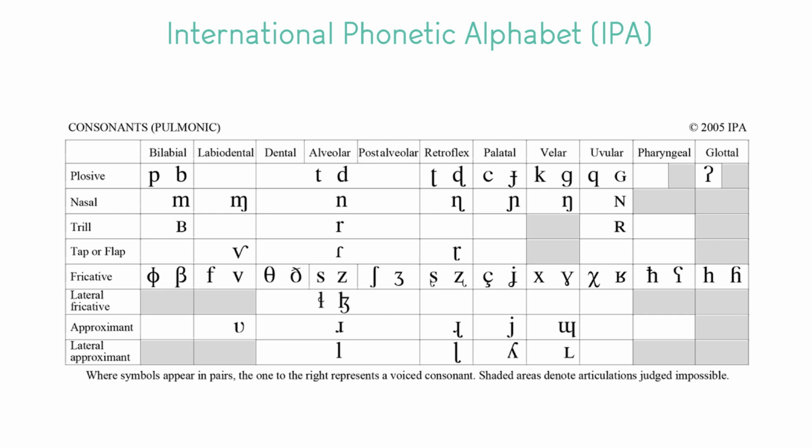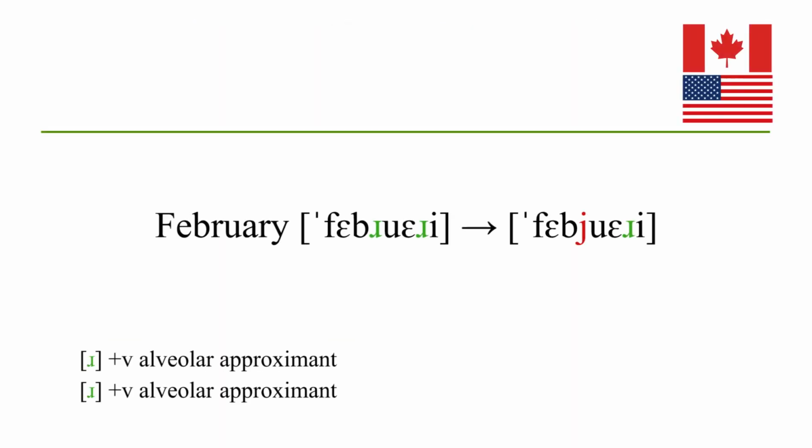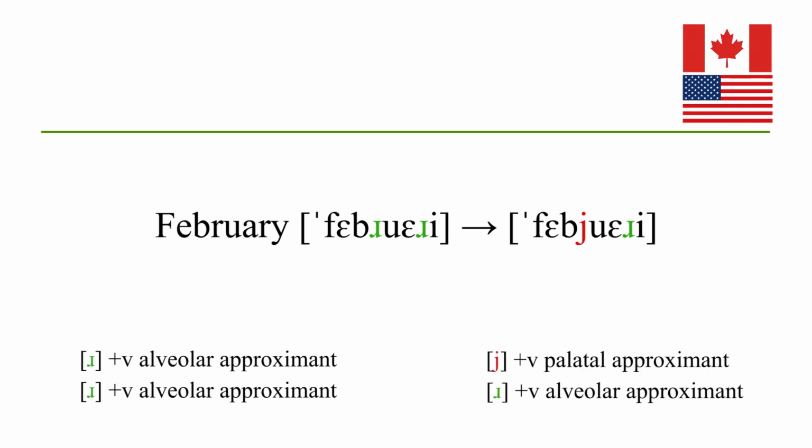You see both are voiced alveolar approximants. One of them changes its place of articulation to palatal. So one of them becomes palatal, the other one stays alveolar. The first r, the first voiced alveolar approximant, becomes a voiced palatal approximant. So every feature stays the same except one feature. As you can see here, the first sound becomes less similar to the second sound, hence the red color.